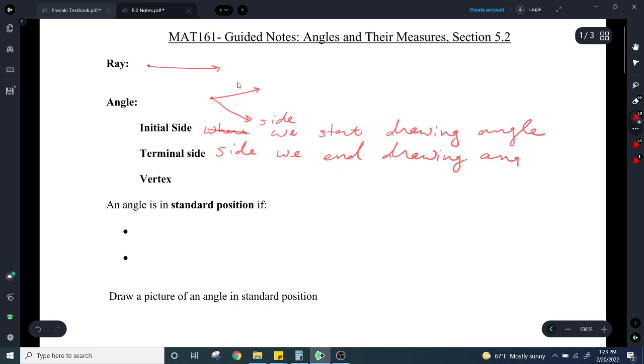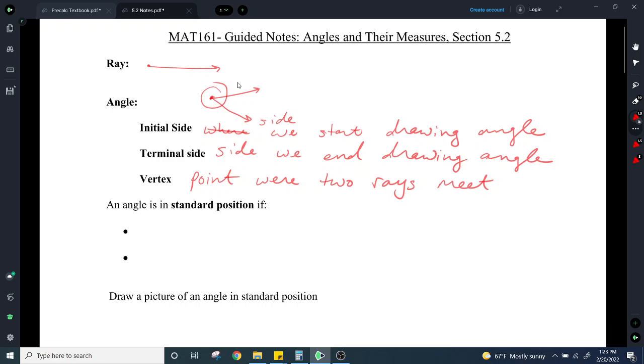All right, and then of course the vertex is just like we would think of if we were using it to draw a picture in algebra. The vertex would just be the common point where the two rays meet, and that's what forms your angle, right? So like in this little image right here, your vertex would just be this point right there.